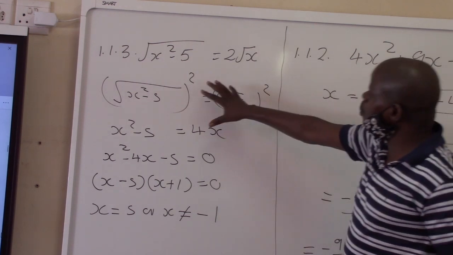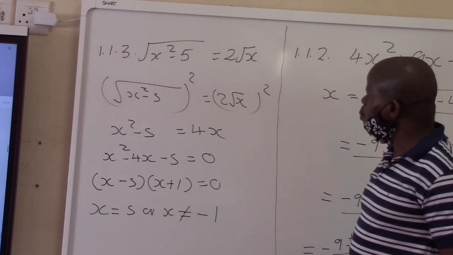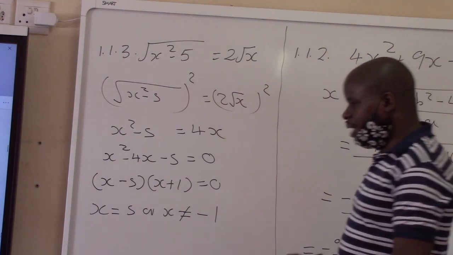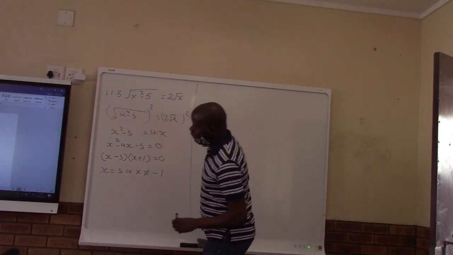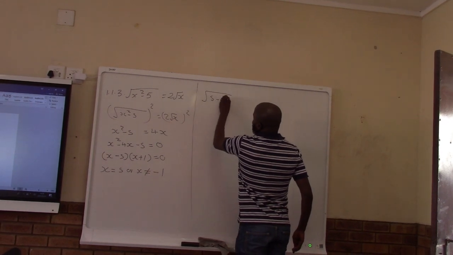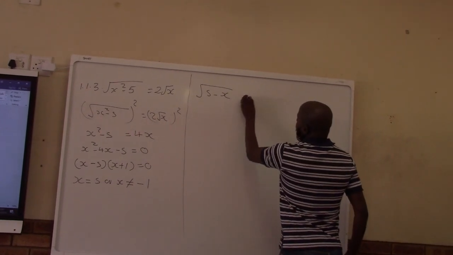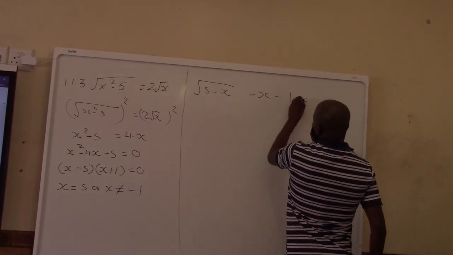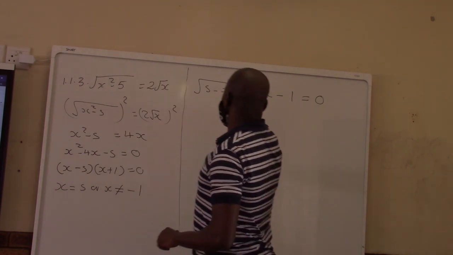So it may also come in many ways, this one. The other one, I said that this one may also come in another format, which could be the square root of 5 minus x, and then minus x minus 1, which are outside the brackets, outside the square root.